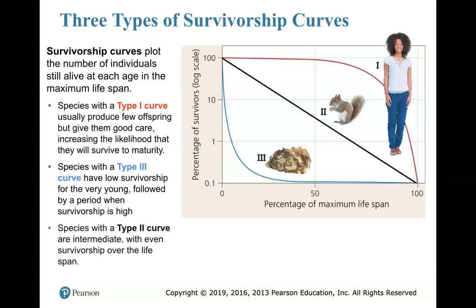Type 2 are neither type 1 nor type 3. They just kind of have, I won't say a smooth ride in life, but they don't have a drastic drop at any point in their life. So it's kind of even survivorship for the majority of their life, showing a somewhat higher survivorship for the young, and then in the midline about 50% until the very old have a low survivorship. It's like this squirrel here. So these are intermediate type 2 species.